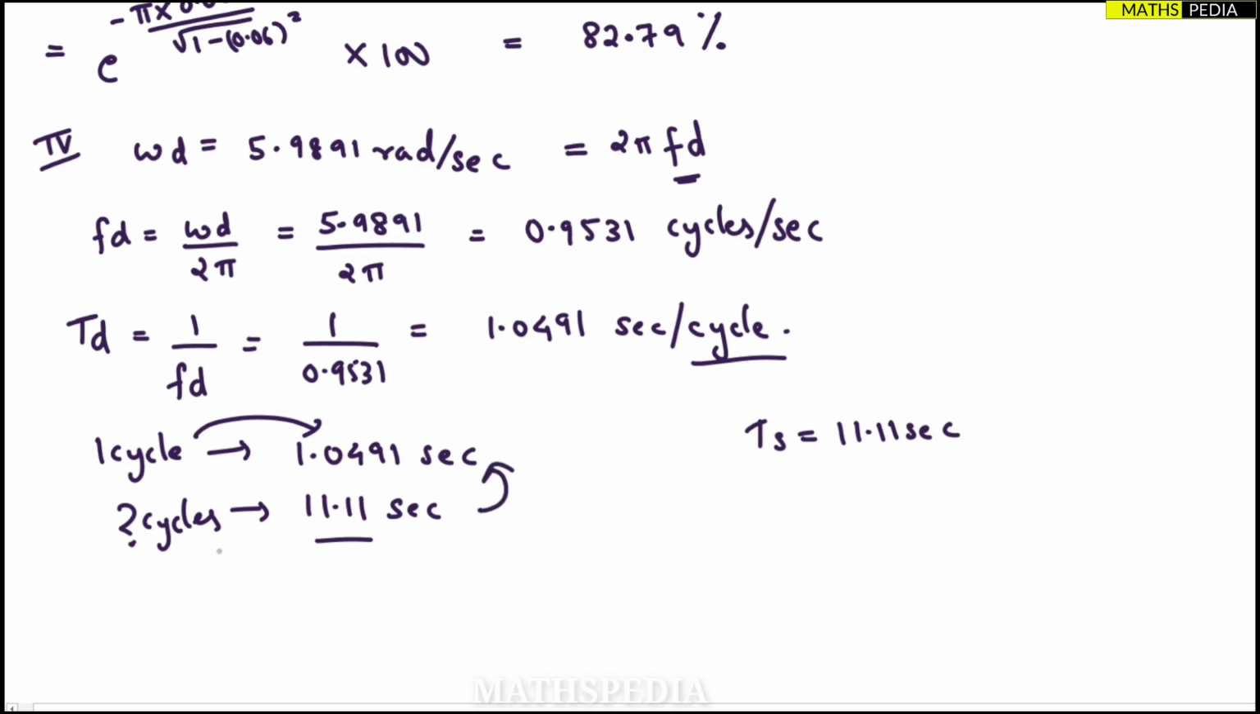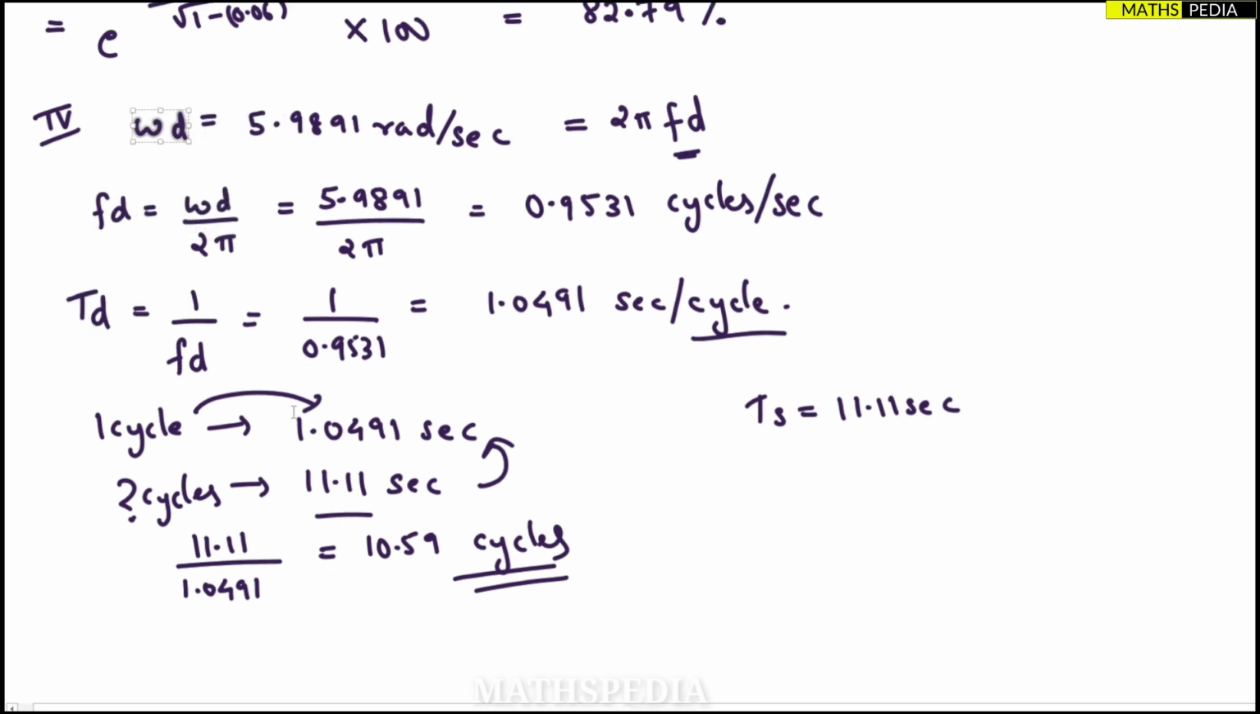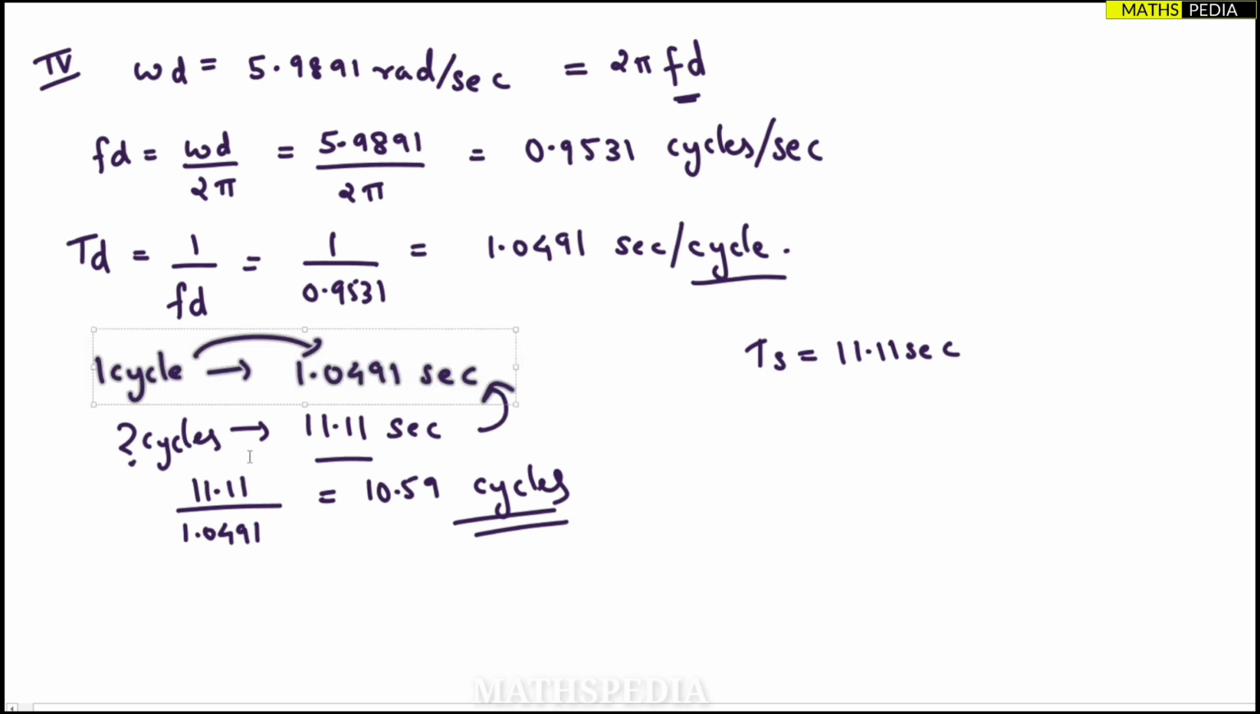We just have to divide. So it will be 11.11 divided by 1.0491, and the answer is 10.59. So this is the number of cycles. We had to find td first, and for that we found fd using omega d. Then one cycle we know this much. Then they have asked for before the settling time, so that's why we did this. So this will be the number of cycles.